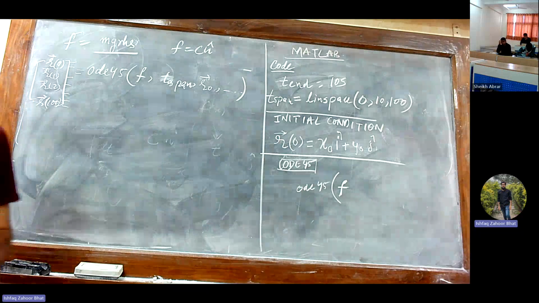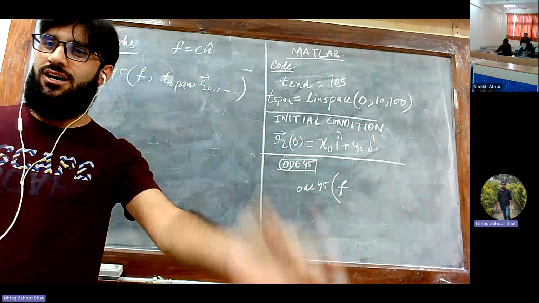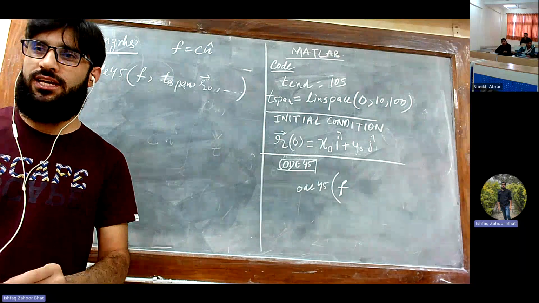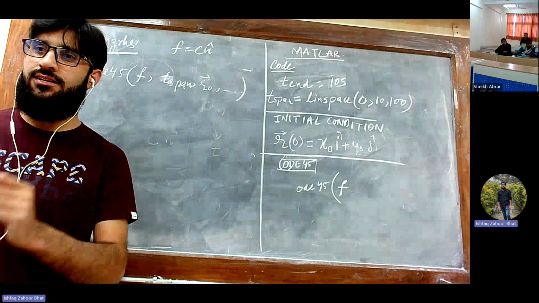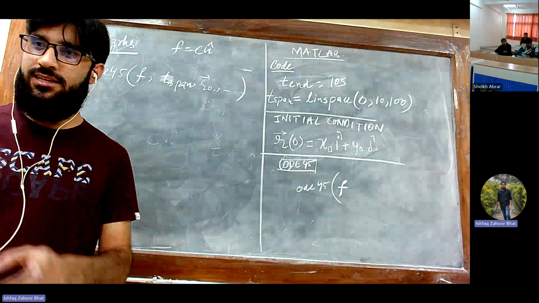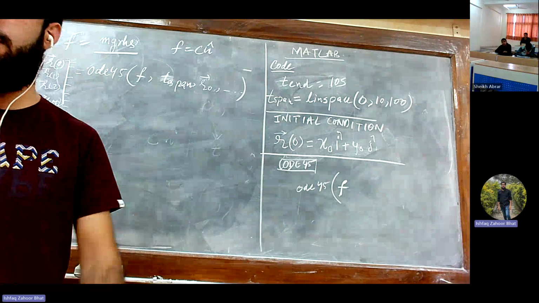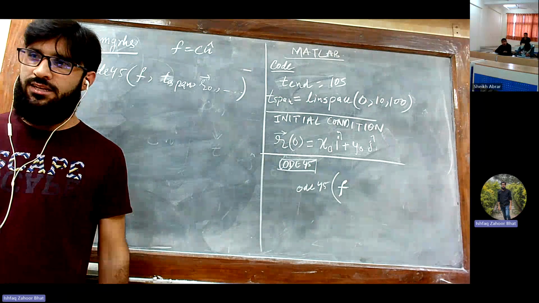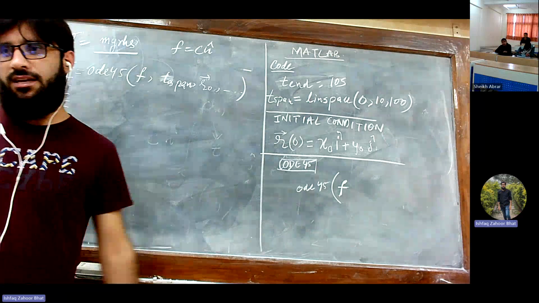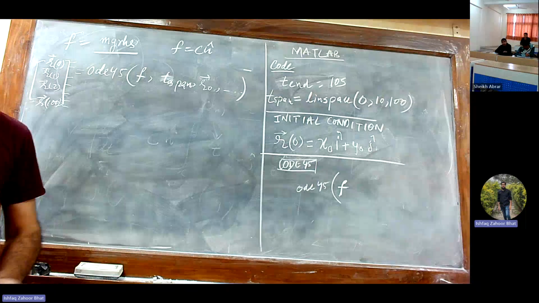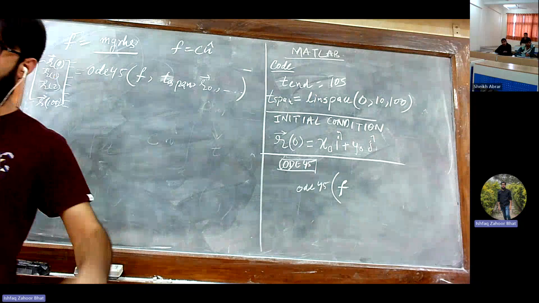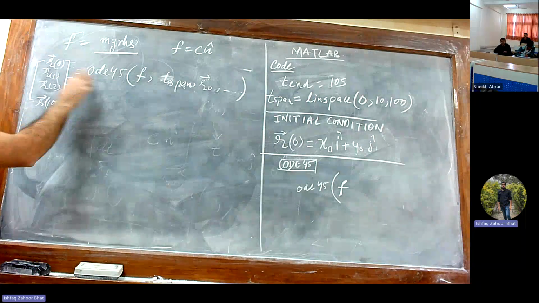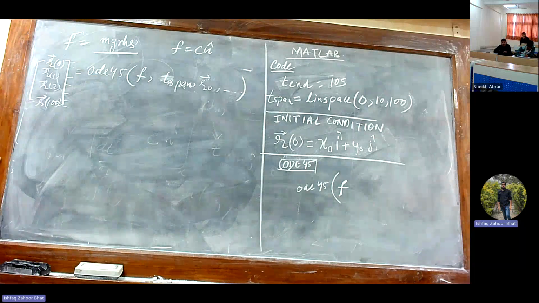R of 100 does not mean the position at 100 seconds. It means the position at the 100th time step, that is our t equal to 10 seconds. So t equal to 10 seconds is something else, and these divisions are something else. This 100 doesn't represent the time, it represents the time step. So ODE45 will return you this.